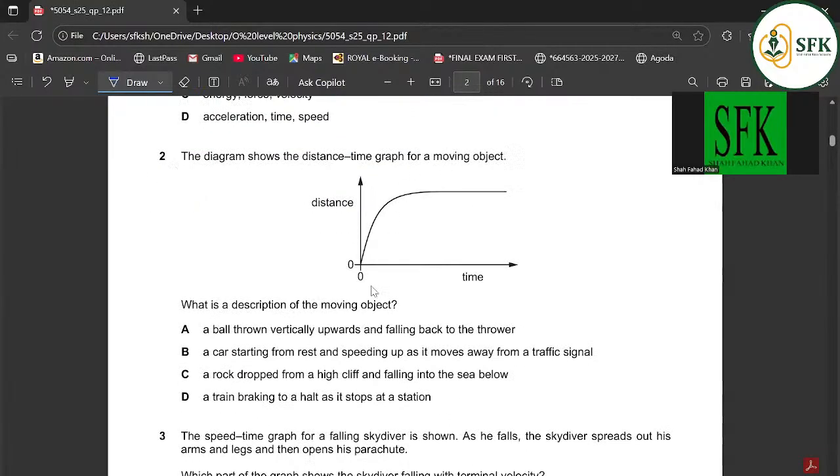Then the graph shows a distance time graph. What is the description of the moving object? If you look at it carefully, the distance has stopped, right? The distance is not increasing, so the object has stopped here, and over here it was moving. It was covering a certain distance.